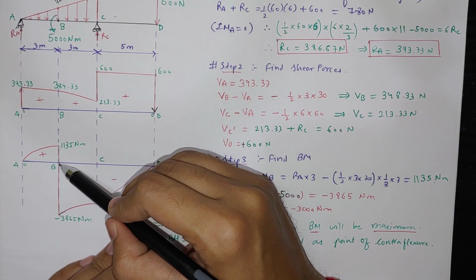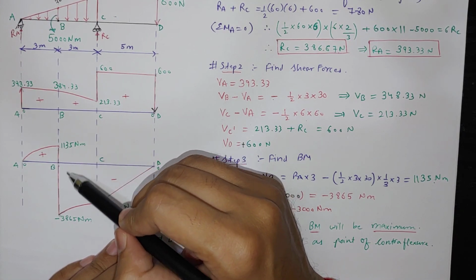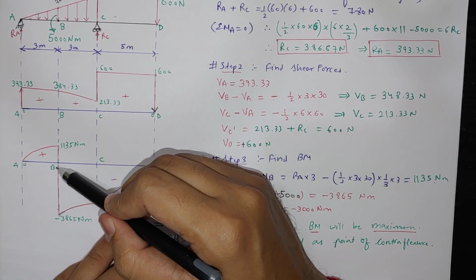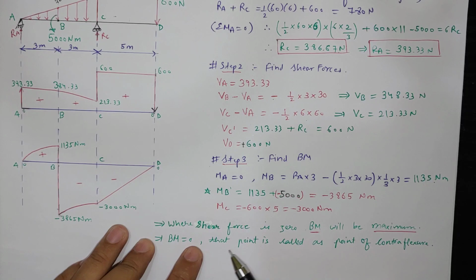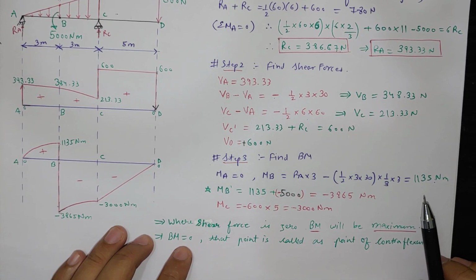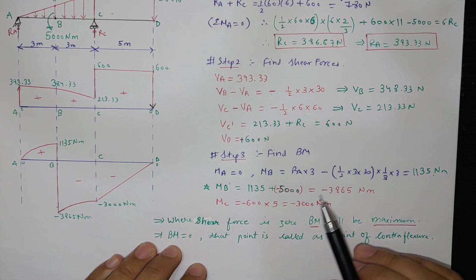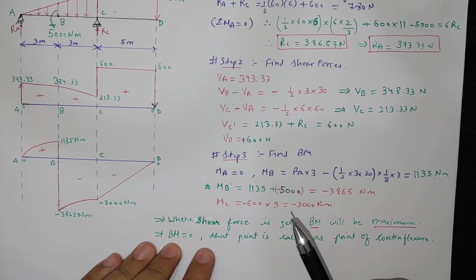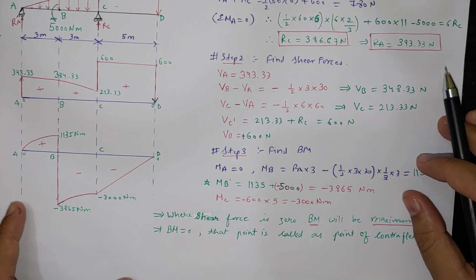At B point there are two bending moments acting, positive 1135, and on the other side minus 3865 Newton meter. So here it is not 0, but wherever the bending moment is 0, that point is called the point of contraflexion. This is the point where hogging and sagging change. It means if the beam is in hogging, then it will start sagging, and if it is sagging, then it will start hogging.